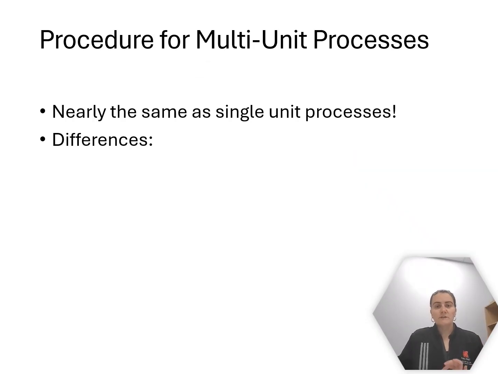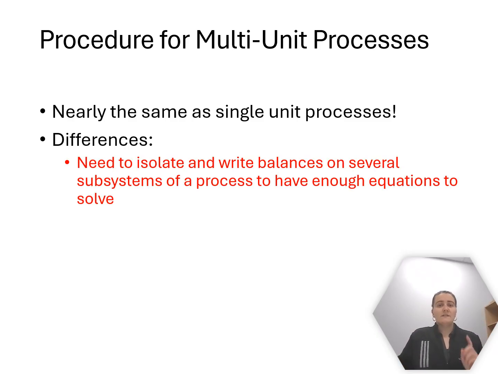So the procedure for a multi-unit process is nearly the same as a single unit process, right? We draw our flow diagram, we label it, we write our general balance equation, we simplify the general balance equation, we do a degree of freedom analysis, and then we start moving through the problem. Now there are some differences with multi-units, and the key difference is that you need to isolate and write your balances on subsystems of processes to have enough equations to solve.